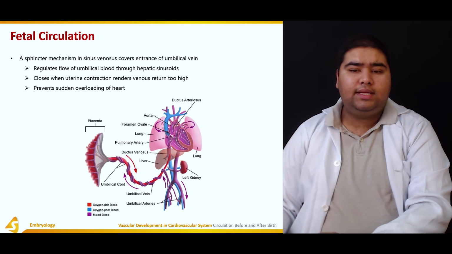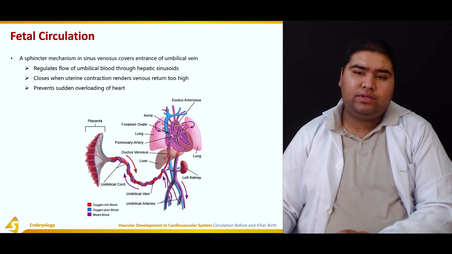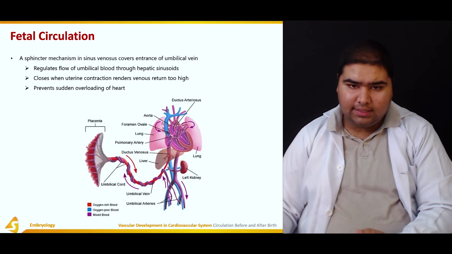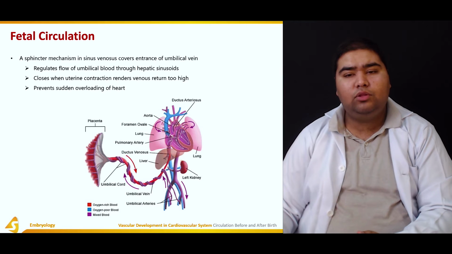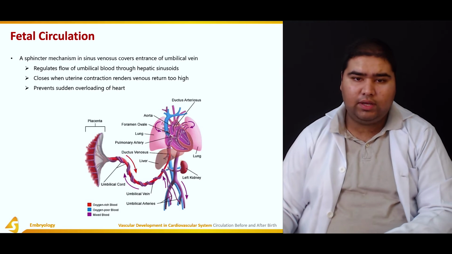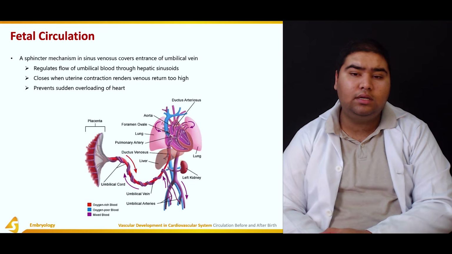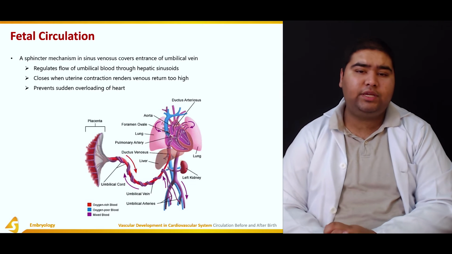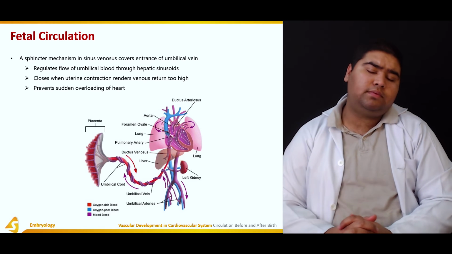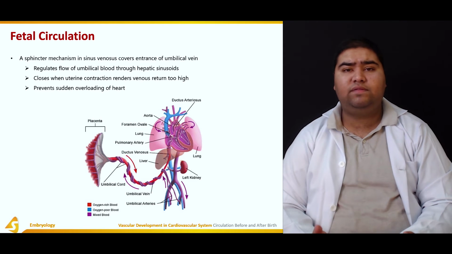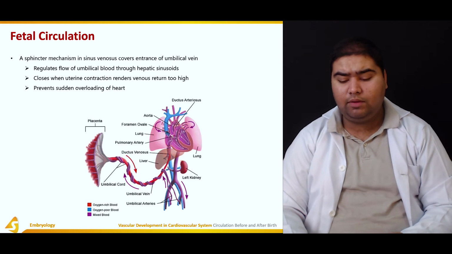So moving on, there's a sphincteric mechanism in the sinus venosus which covers the entrance of the umbilical veins. It regulates the flow of umbilical blood through the hepatic sinusoids. It closes when the uterine contraction renders the venous return too high. It prevents sudden overloading of the heart. So this sphincteric mechanism is there so that the fetal heart may not be overloaded with a sudden gush of blood.